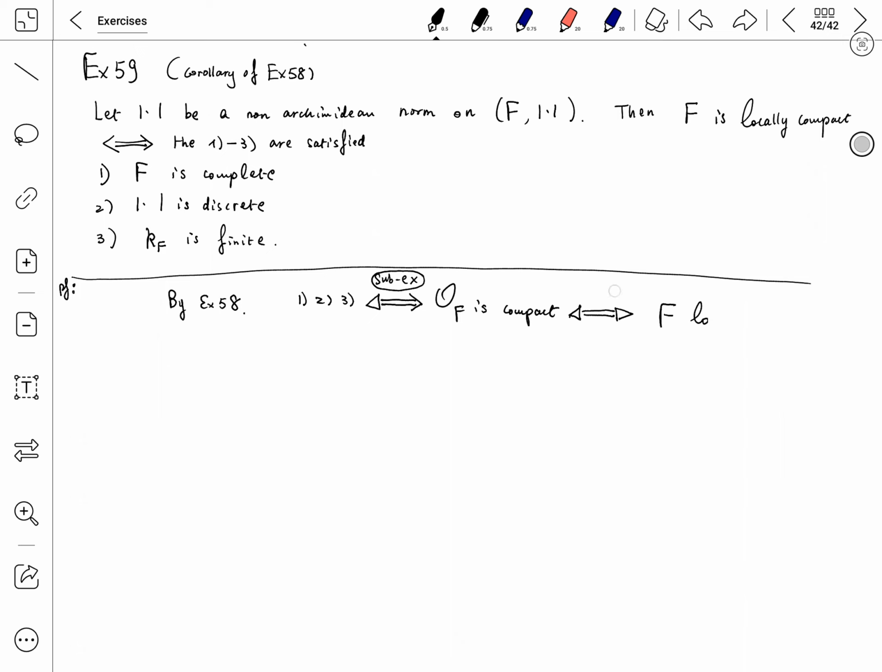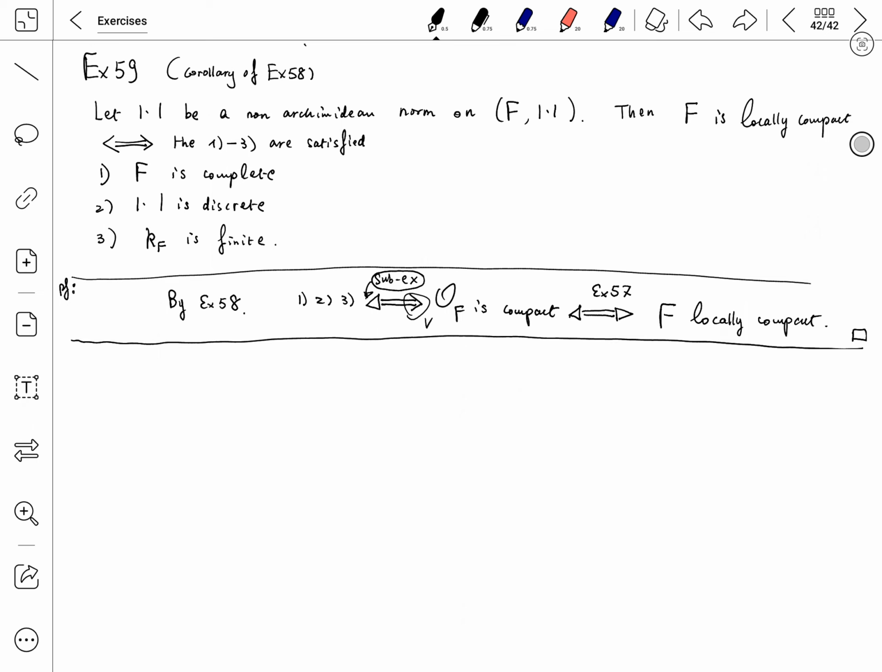This is our exercise 57 should be. So exercise 58 tells you this is true. And let's put this as a sub-exercise to show that F is compact if and only if, which is only left to show that if OF is compact, then F is complete, the norm is discrete, and the residue field is finite. And let's solve some sub-exercises mentioned in exercise 58.